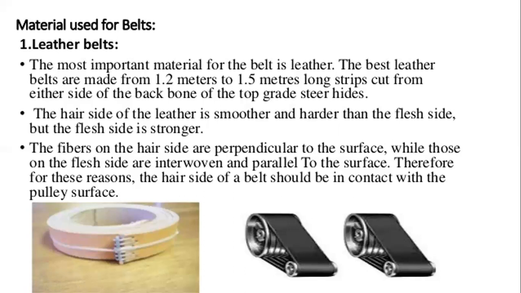The hair side of the leather is smoother and harder than the flesh side, but the flesh side is stronger in pace. So there are two sides in the leather belt. The first one is the smoother side and the second one is the fleshy side. The smoother side is less strong than the fleshy side.